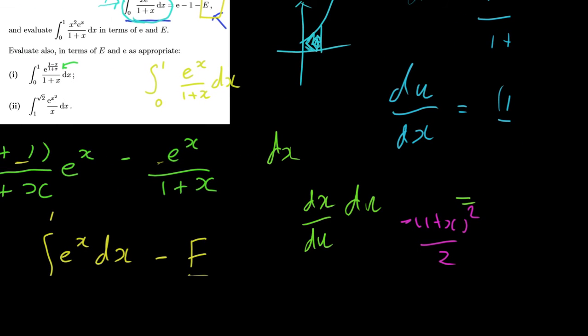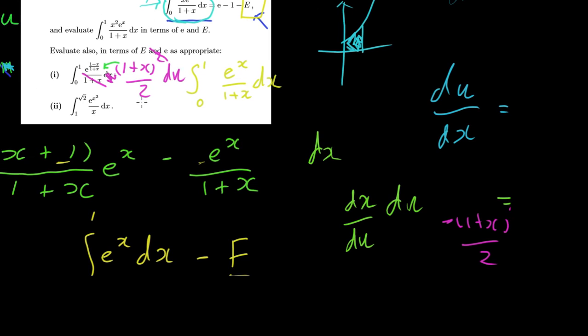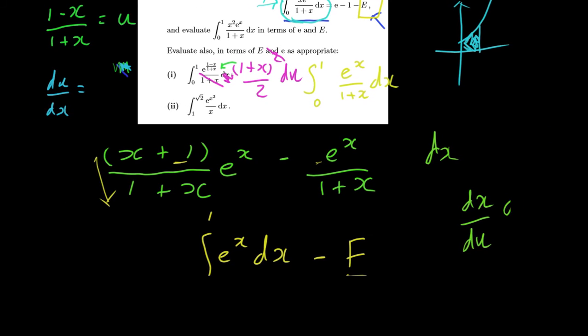Now something nice will happen, because when I put that 1 plus x squared over 2 there, you see that'll cancel. Yeah, that'll cancel like that. And what we're left with is something in terms of x, and we don't really want x. We want u.